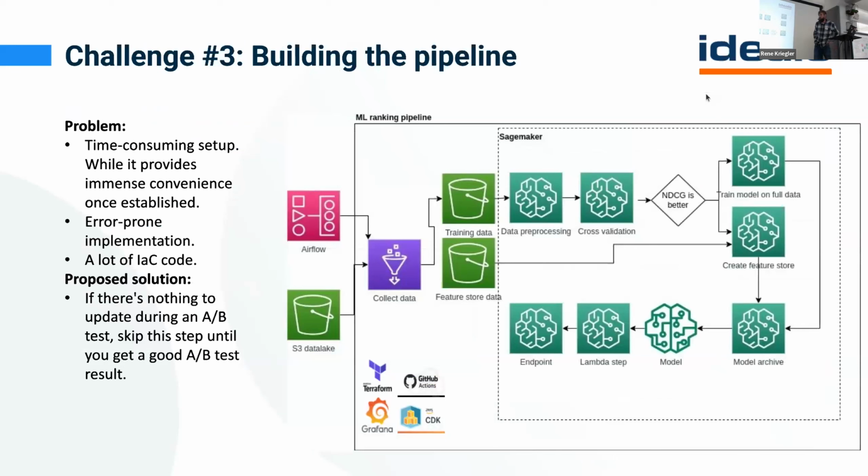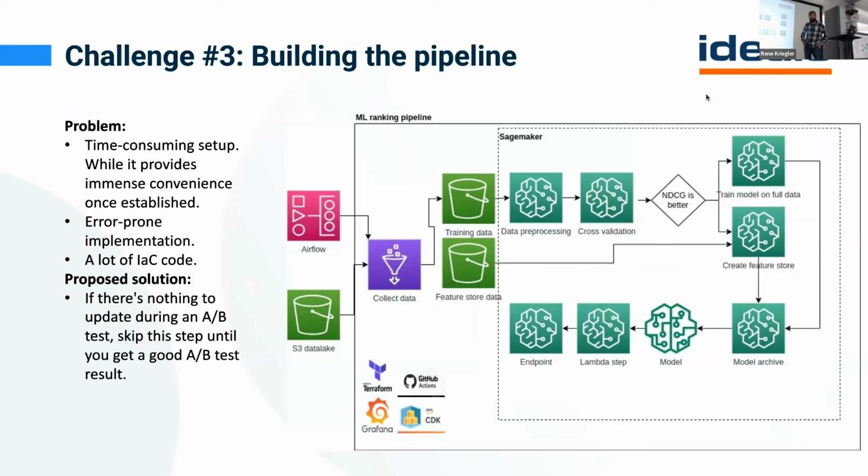Okay, then you decide to build a pipeline to update your model on a regular basis. The first challenge is that it takes a lot of time to build properly. Especially in the cloud, it's a lot of IaC code. It's a very error-prone approach and may take up to several months. At least for us, it took several months to get it done properly.